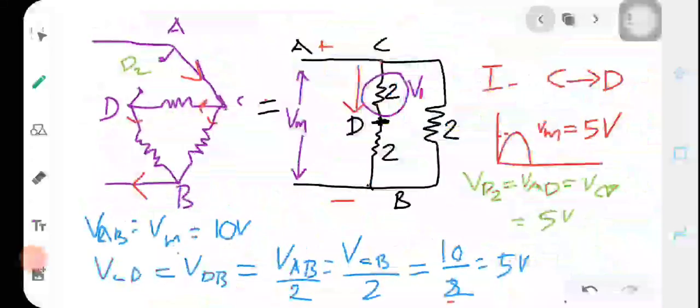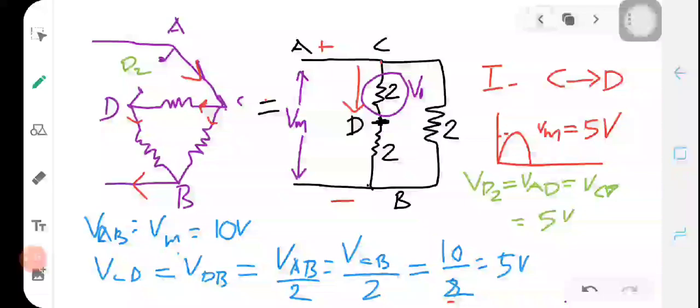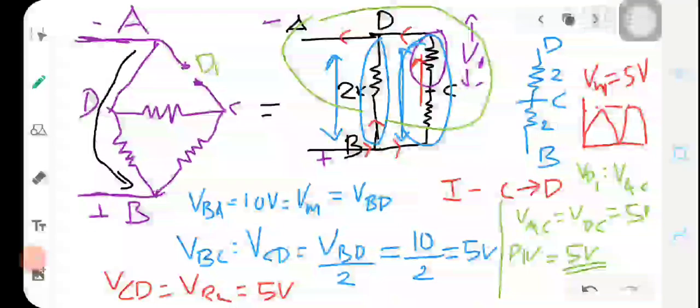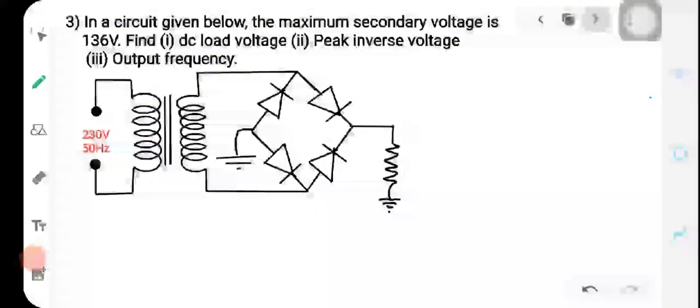The same case you can have for this one, that is when D2 is reverse biased during the positive half cycle. D2 is reverse biased, and you can see that the voltage across D2 is again 5 volt. So the peak inverse voltage for D1 and D2 for this second problem is 5 volt. Now let's see the third problem.